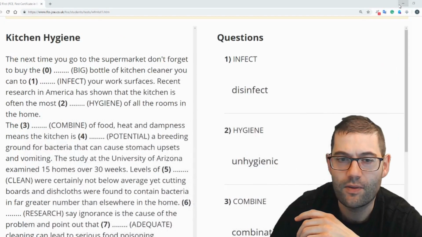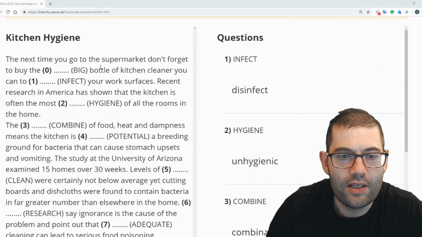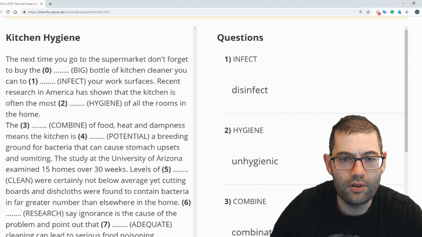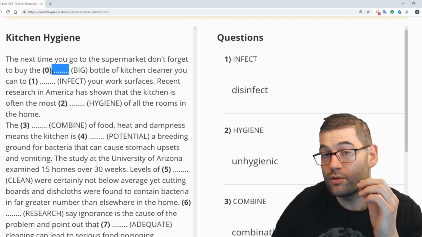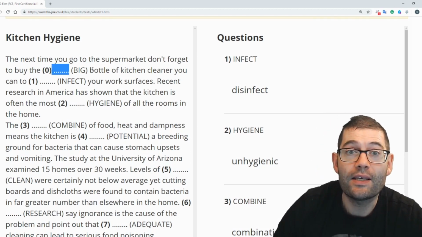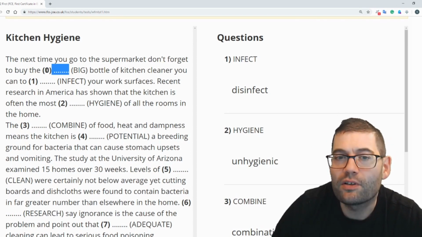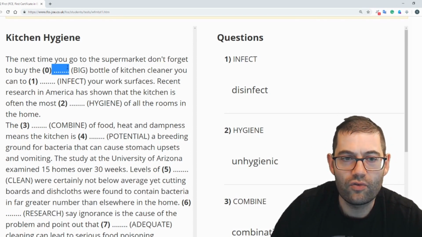Okay, let's go back to the question. Kitchen hygiene. Let's have a look at the example just for a bit of fun. The next time you go to the supermarket, don't forget to buy the bottle of kitchen cleaner. So here we've got an article, here we've got a noun, here we need an adjective, but not just an adjective, we need a superlative. So buy the biggest bottle of kitchen cleaner you can.